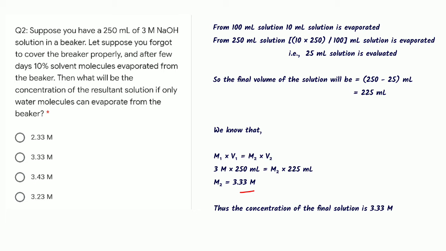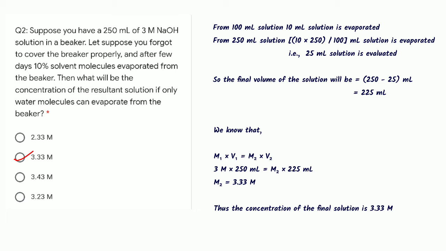So the concentration is increasing. Initially it was 3 molar and it becomes 3.33 molar after removal of the solvent. Yes, it is evident. When the solvent is evaporated from the solution, the concentration of the solution becomes more, because the solvent decreases. Understand? It's very simple. So option B, that means 3.3 molar, is the correct option.